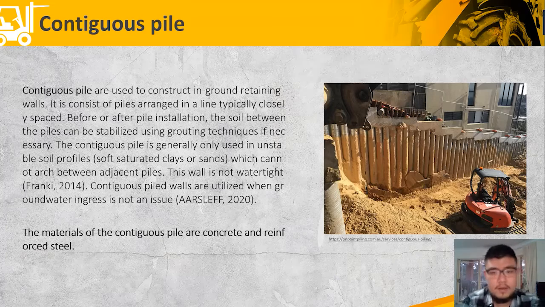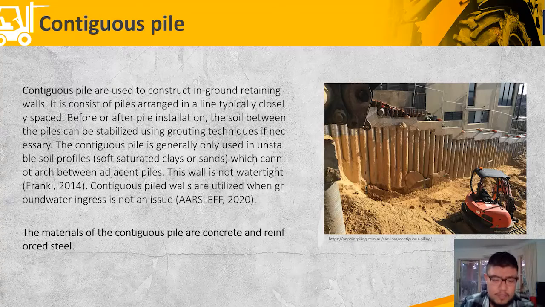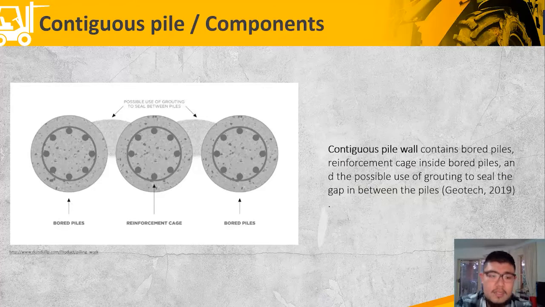And for contiguous pile, this is another kind of pile which is used to construct in-ground retaining walls. It consists of piles arranged in a line, typically closely spaced. So it is different from secant pile, which has a closer space between two piles. On the other hand, secant piles actually cut into each other. The materials of the contiguous pile are concrete and reinforced steel.